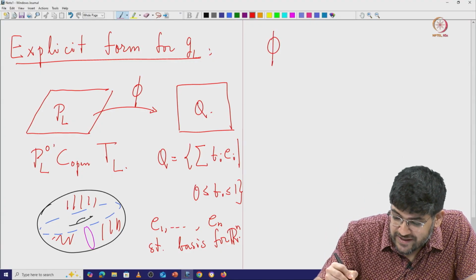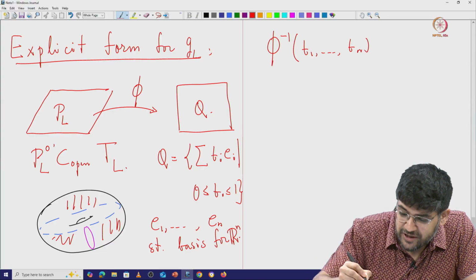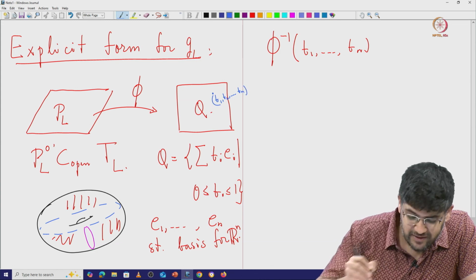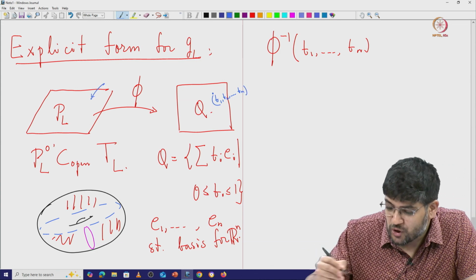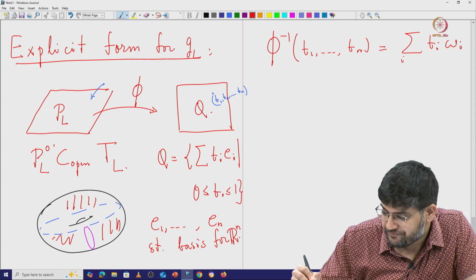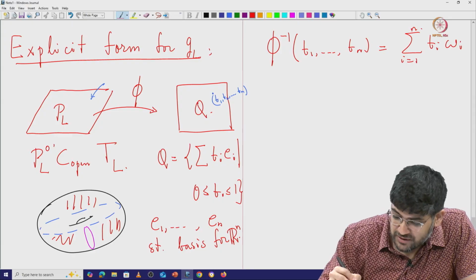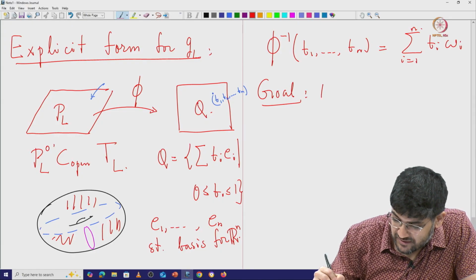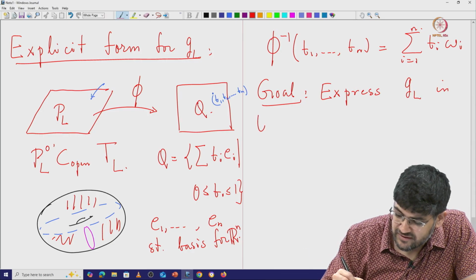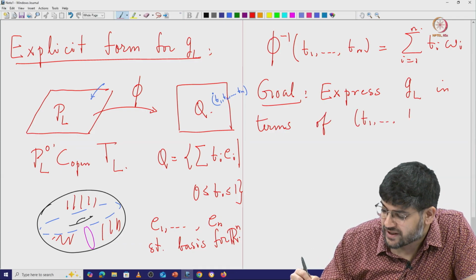So it's easier to write down a formula for the inverse image of phi. The inverse image of phi will take an arbitrary point T with coordinates T1 up to Tn and map it to this point, which is basically given by the summation of Ti omega i. Now the goal is to express GL in terms of these coordinates T1 up to Tn.